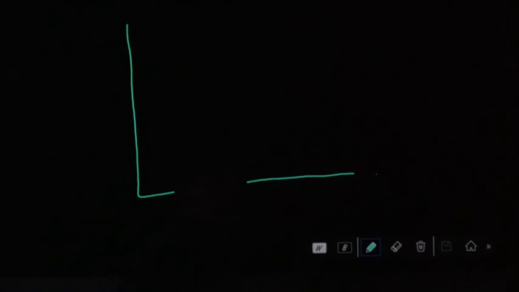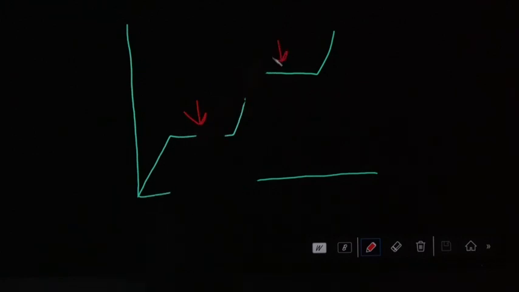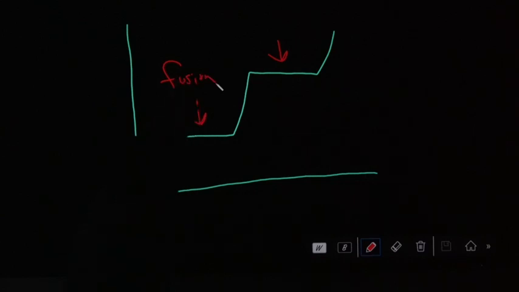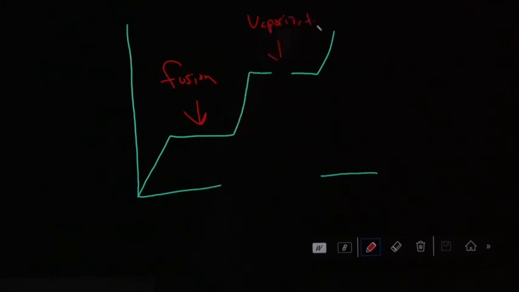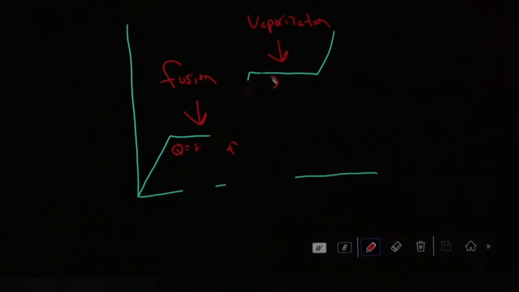Remember, the phase change diagram looks like this. And on the plateaus, there's a phase change. So there's a phase change here, there's a phase change here. This is fusion, which means melting, and this is vaporization, which means you vaporize. Now, the formula for fusion is Q equals M times HF. We did that first of all. This one is Q equals M times HV.